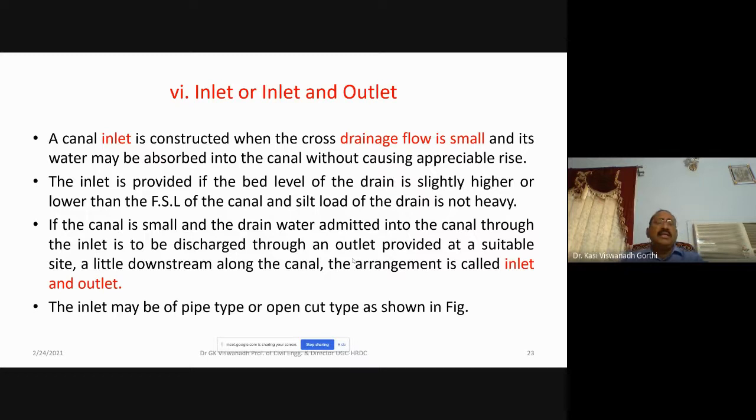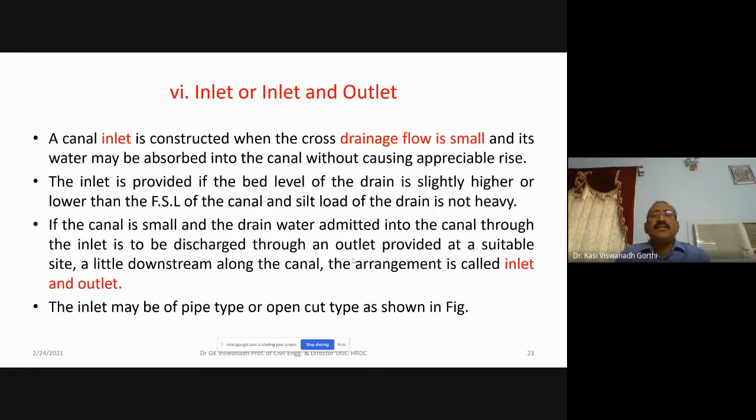But in this case, a canal inlet is constructed when the cross drainage flow is small and its water may be absorbed into the canal without causing any appreciable rise. So if a small drain is crossing the canal, the discharge from the drain may be very minimal. It is not giving any appreciable rise in the water surface of the canal, then it is advisable to go for this inlet. That means you are providing an inlet from the drain directly connecting to the canal.